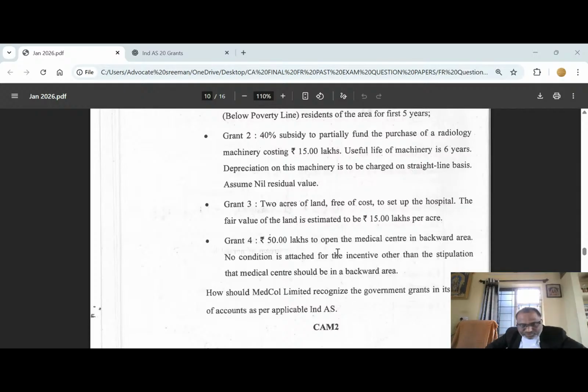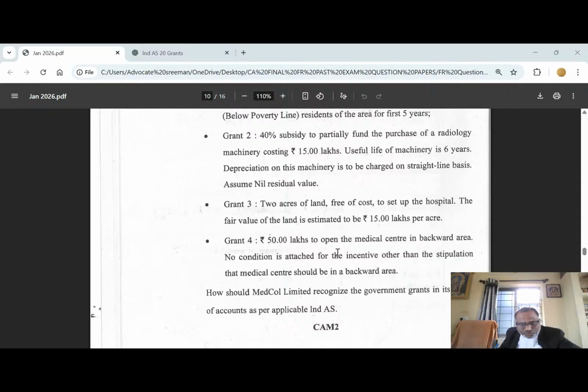Now, for example, if I go with method 2, reduction from the cost of asset, what will happen? Let's go back. Method 2, reduction from cost of asset.